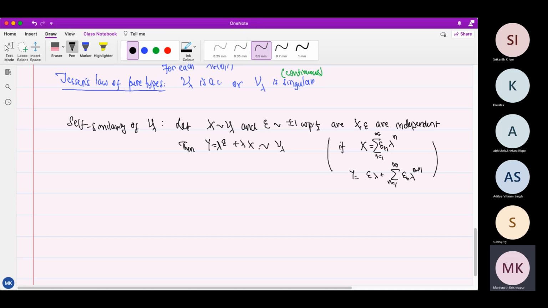I mean, notation wise. So this is the self similarity of nu lambda. In some sense, nu lambda is composed of multiples of itself, some scaled versions of itself. It has two scaled versions, since epsilon is plus 1 and minus 1, and lambda x is a scaled version of nu lambda. So you can take two copies of nu lambda, scale down, and then reconstruct nu lambda. That's the self similarity. And the claim is that nu lambda is the only probability measure with this property.